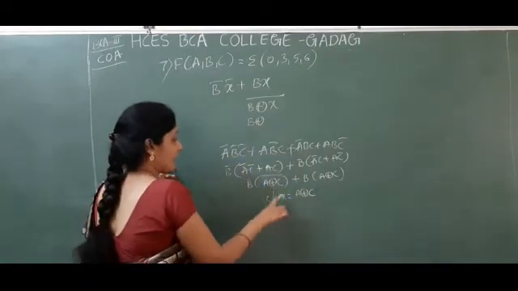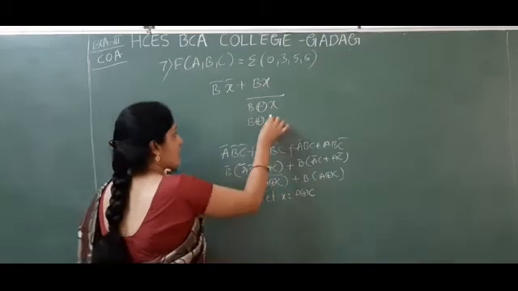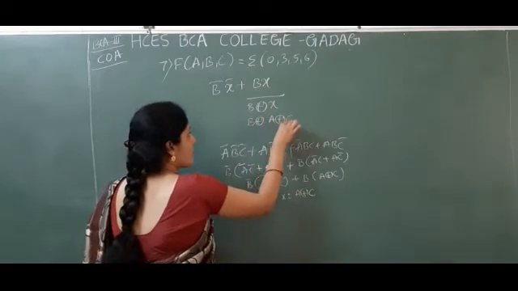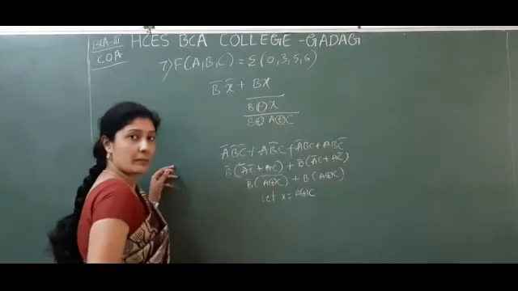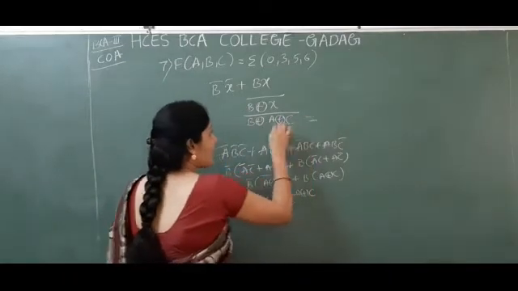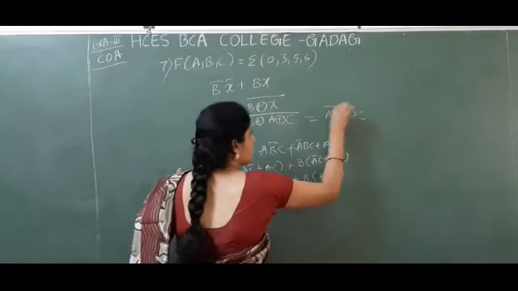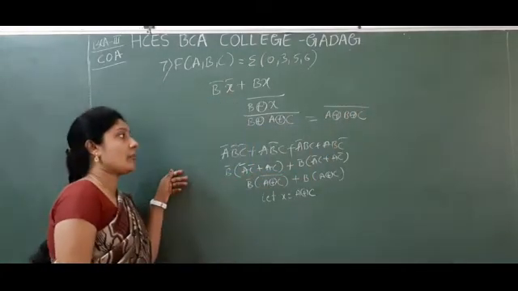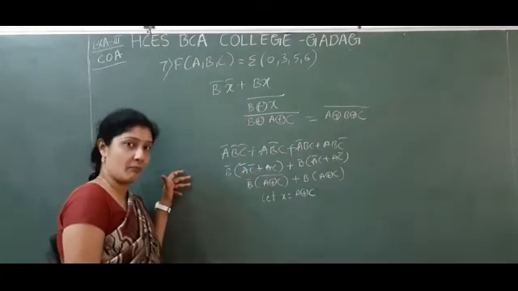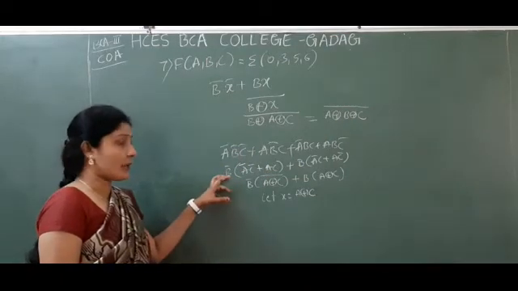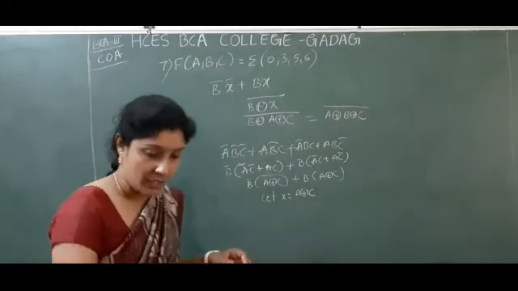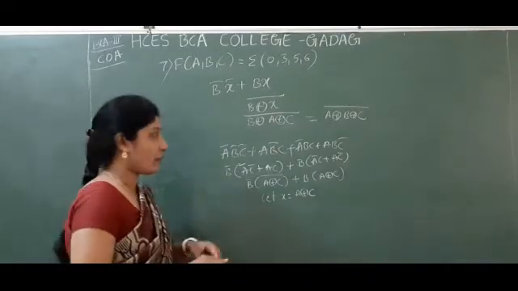Now you put the value of X here. B. What is X here? A XOR C, whole bar. Okay. So we can write this as A XOR B XOR C, whole bar. Okay. So this is how we can simplify the expression. Now similarly we will solve one more.